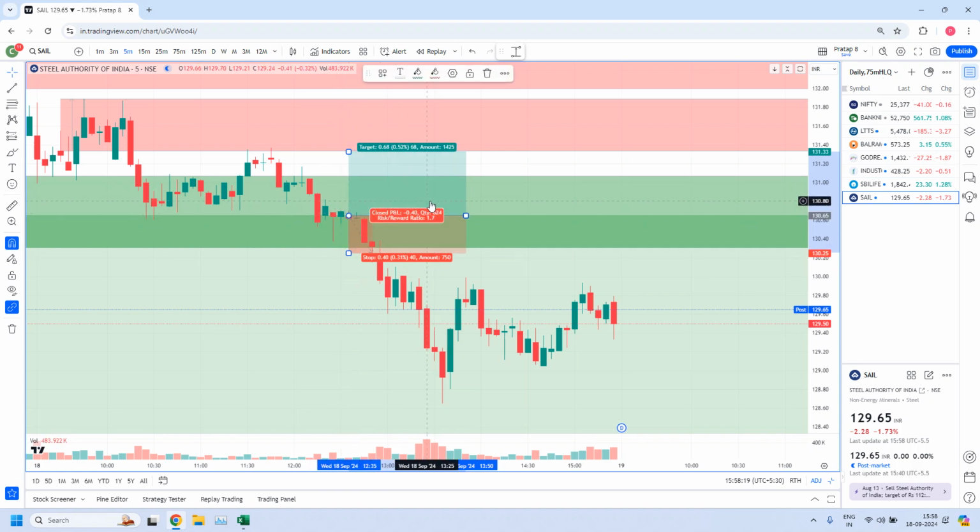How much RR are you getting? You are getting 1:7 RR. So do you accept the trade? No, you don't accept, because the RR is not there. That way you reject the trade.